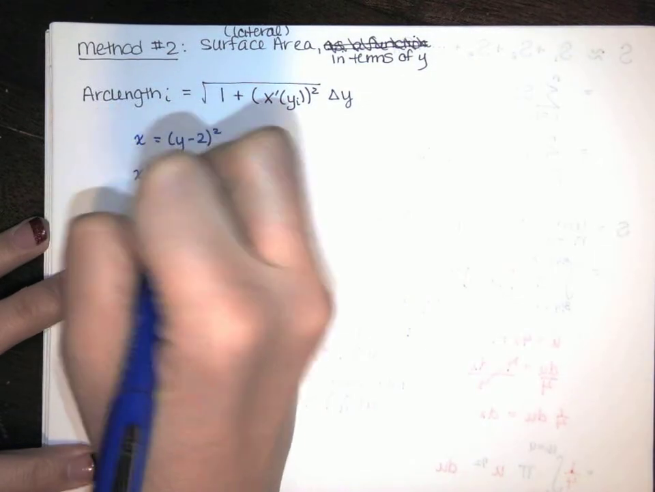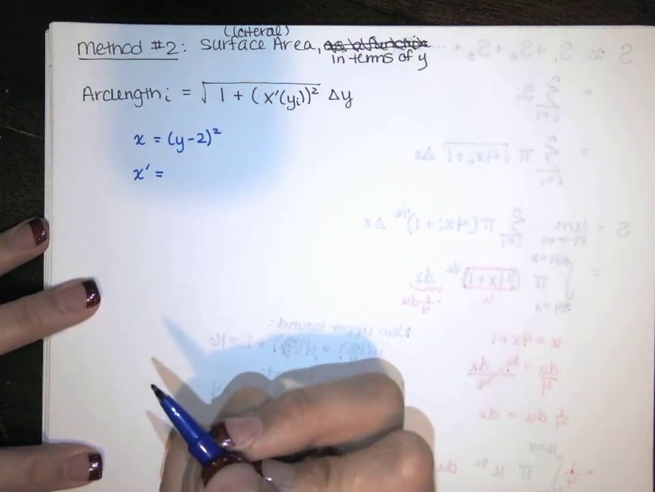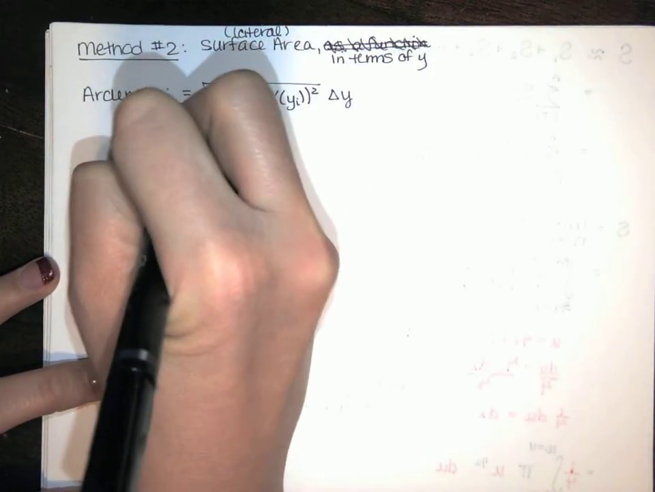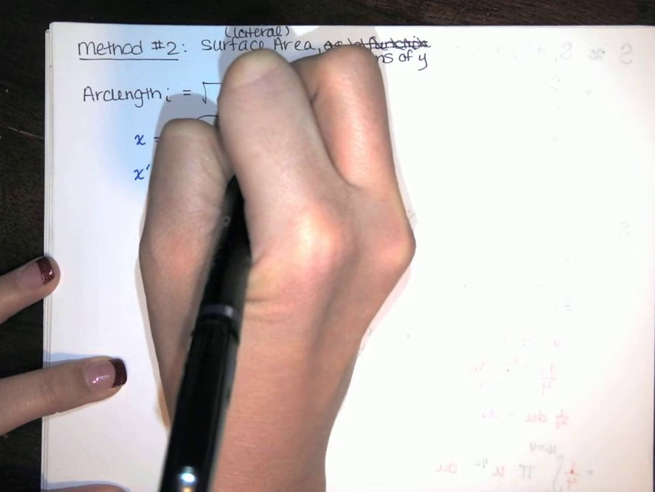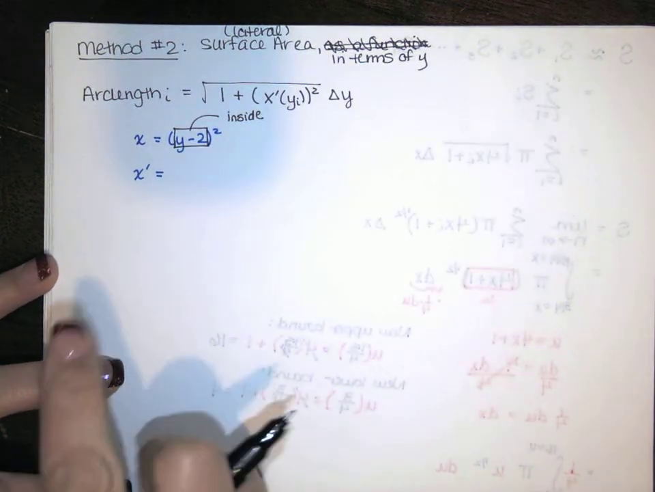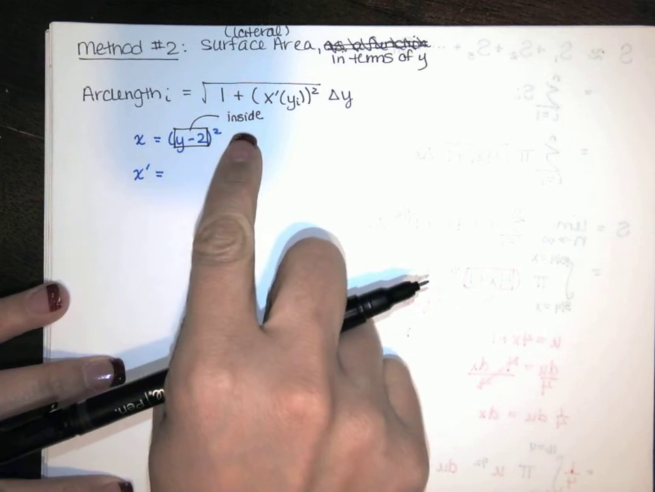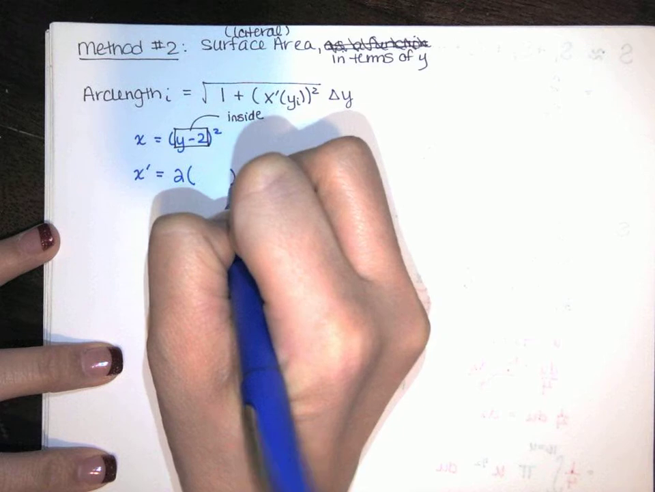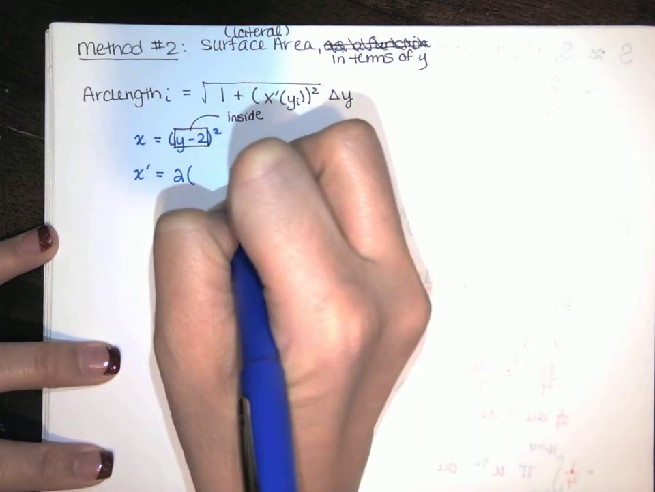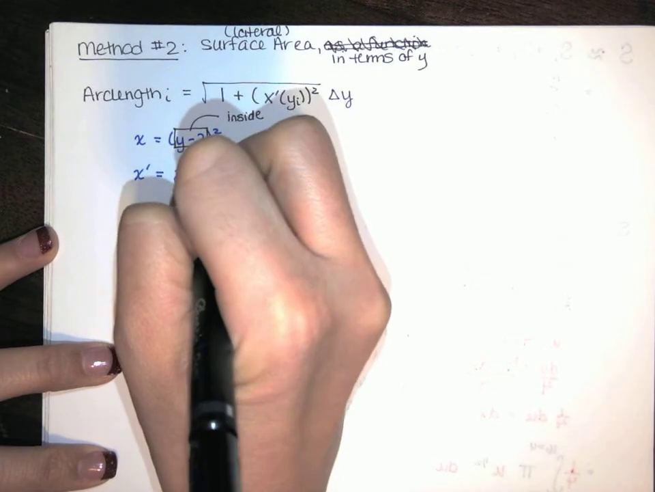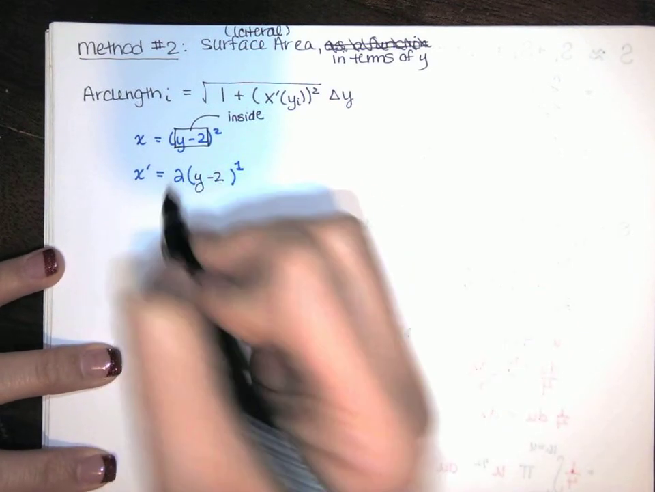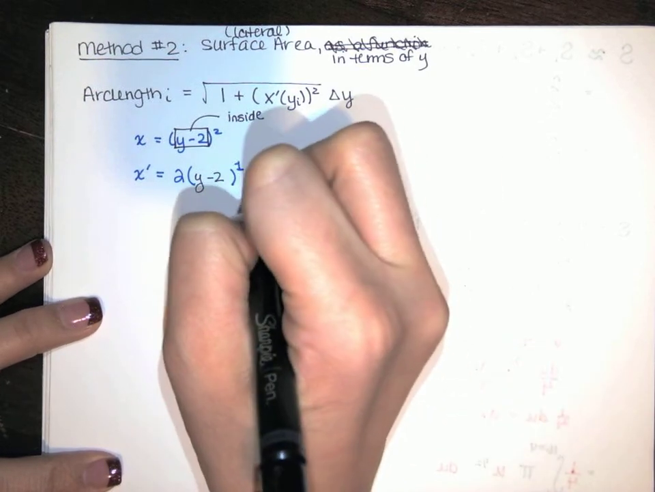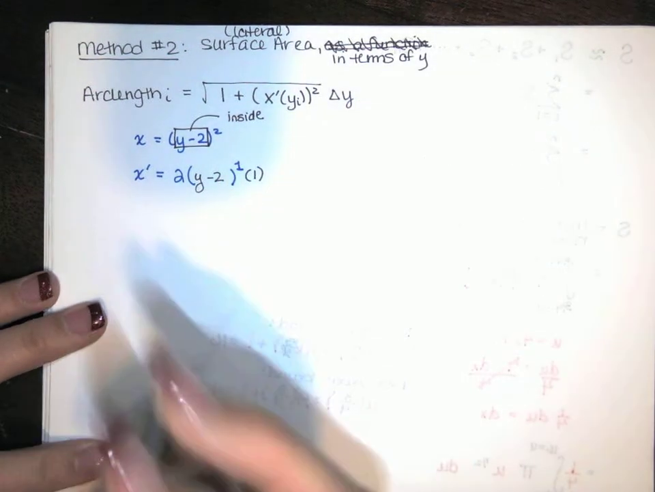X prime requires the chain rule, because notice I've got a function nested inside another function. This is my inside function. My outside function is that squaring function. So the derivative of a function squared is that power, you bring it down, times that function to the one less power. 2 minus 1 is 1. Put your inside function back in, and then you multiply by the derivative of the inside. Excuse me. The derivative of y minus 2 is just 1 with respect to y. So that's our x prime.